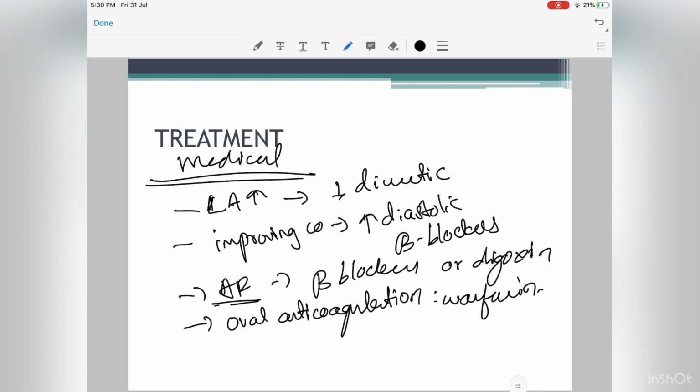Earlier, if the LA was dilated more than 5.5 centimeter, even in absence of atrial fibrillation, anticoagulation was indicated. However, the current practice is that only if there is atrial fibrillation, then oral anticoagulation is indicated, and oral anticoagulation with newer anticoagulants is not tested for valvular AF. So for valvular AF, only vitamin K antagonists are used.